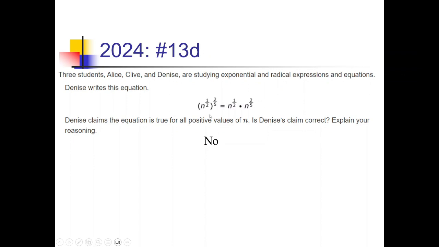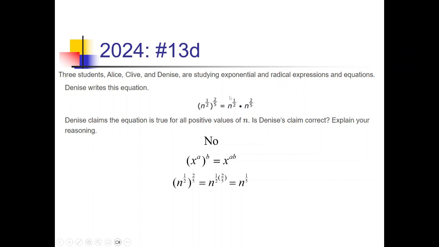The general rule for when you have x to some power raised to another power, we'll call it x to the a to the b, is that we have to multiply the exponents. So we could write x to the a to the b equals x to the a times b. So in this case, n to the 1/2 to the 2/5 is really n to the 1/2 times 2/5. If we cancel out these 2's here and then just multiply straight across, we have n to the 1/5. So that's what this should come out to.